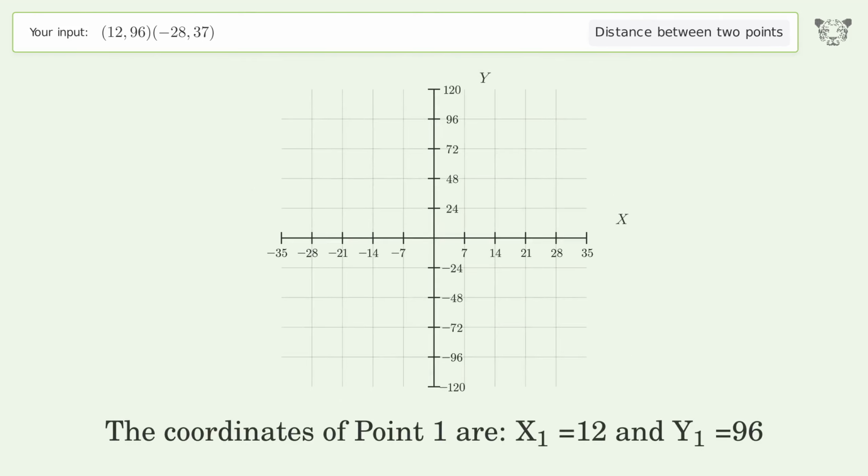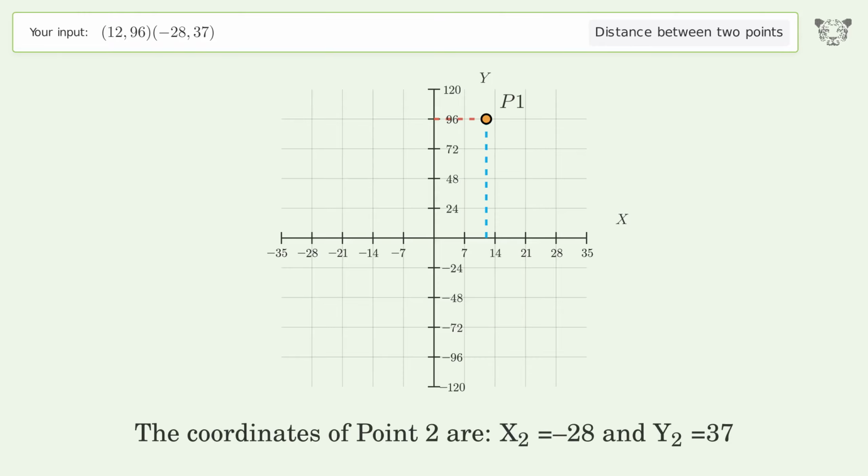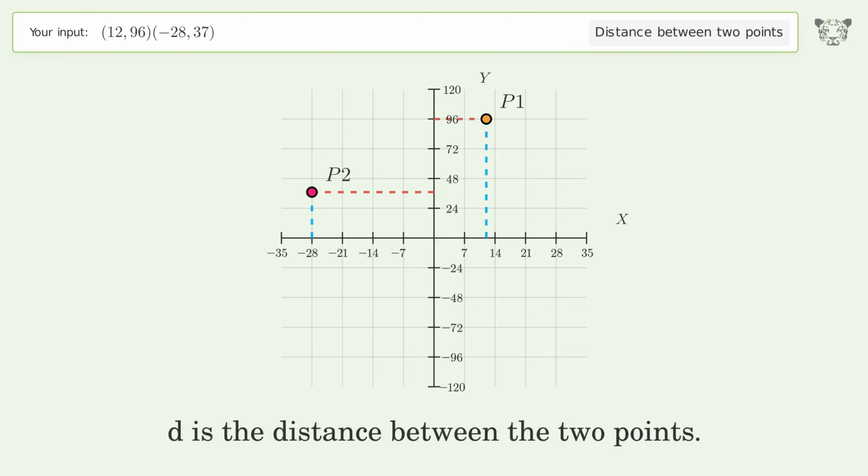The coordinates of point 1 are x1 equals 12 and y1 equals 96. The coordinates of point 2 are x2 equals negative 28 and y2 equals 37. D is the distance between the 2 points.